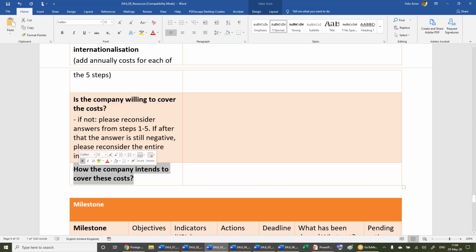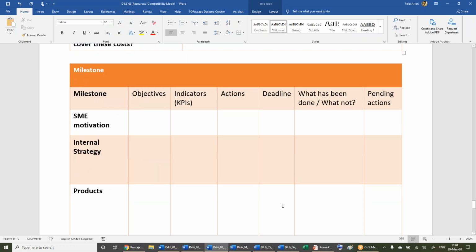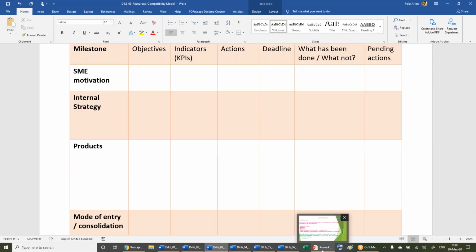And finally, you just say how I intend to cover the cost: from my own resources, from European projects, from a bank loan or something like that. So the idea is that yes, I know how much it will cost me, and I want to cover those costs. And we just go back to the milestones and adapt them based on the results that we already discussed there.